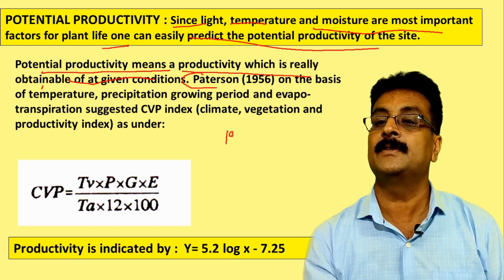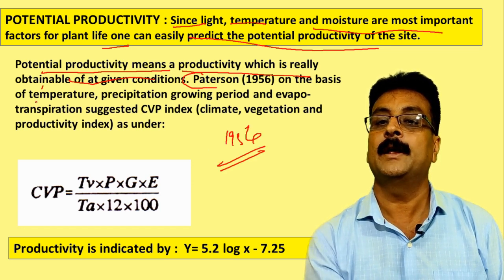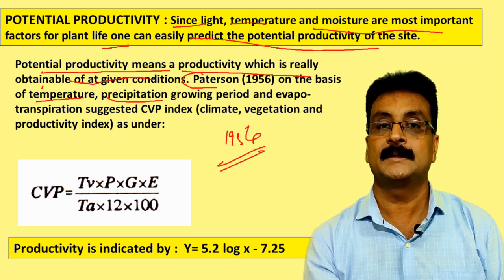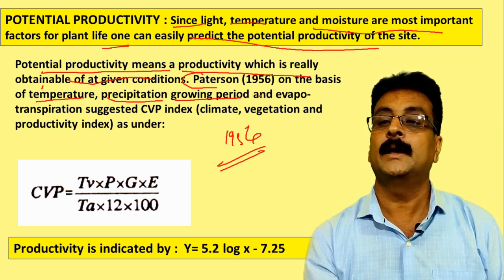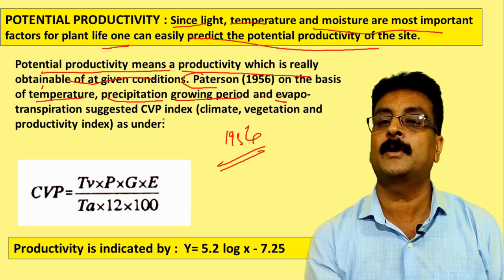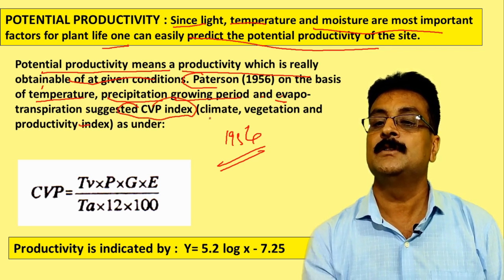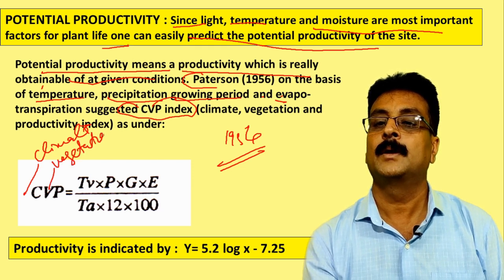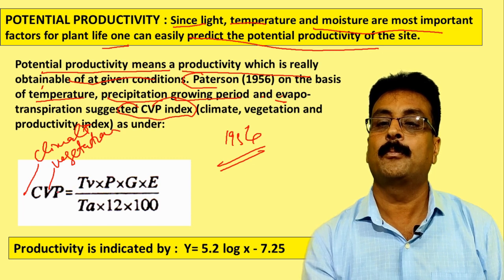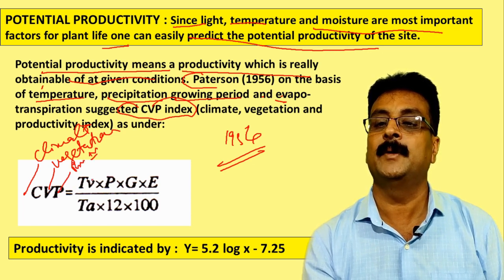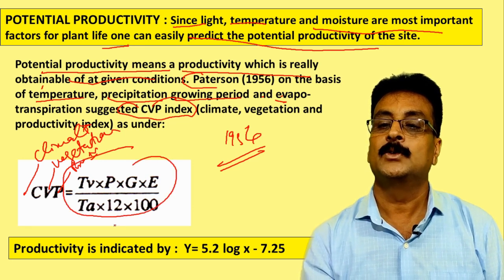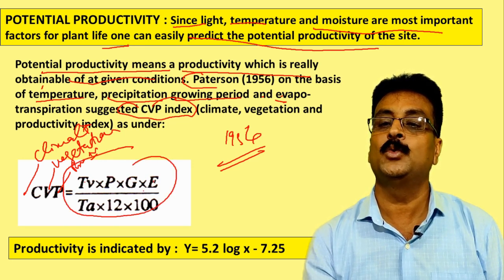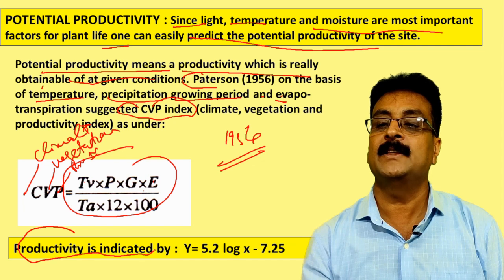So Paterson in 1956, on the basis of temperature, precipitation or rainfall, growing period, the active period when the trees are growing, and evapotranspiration, suggested the CVP index. CVP index is the climate, vegetation and productivity index. He calculated it under this formula: TV into P into G into E divided by TA into 12 into 100. So productivity is indicated by this formula.